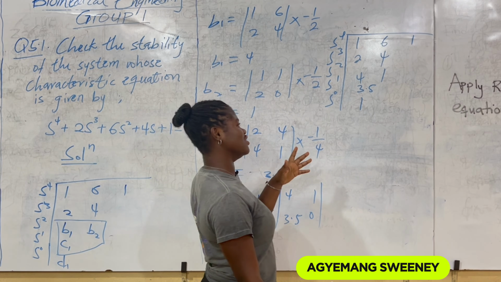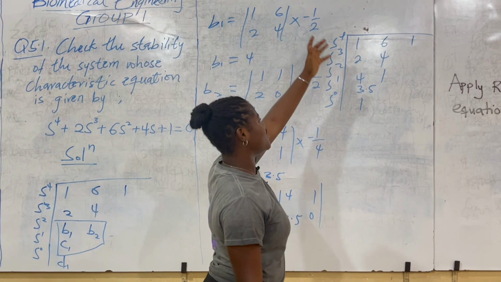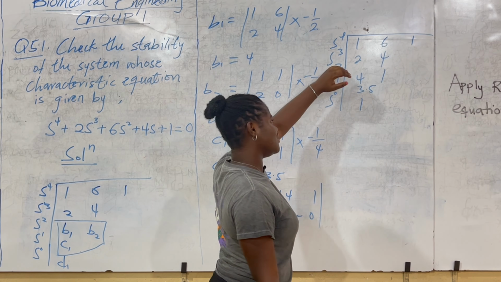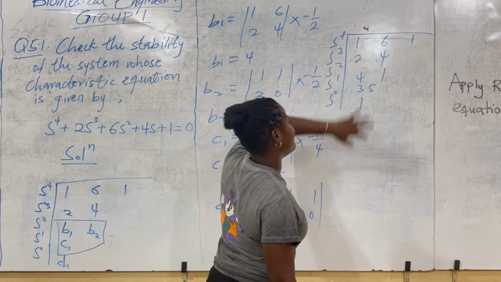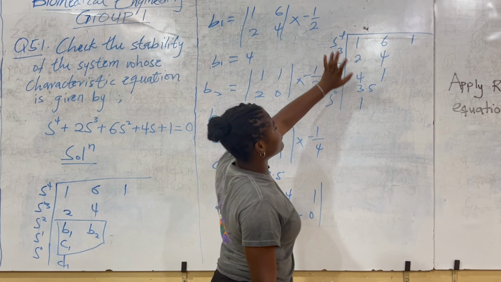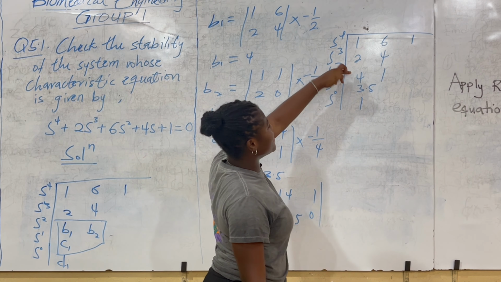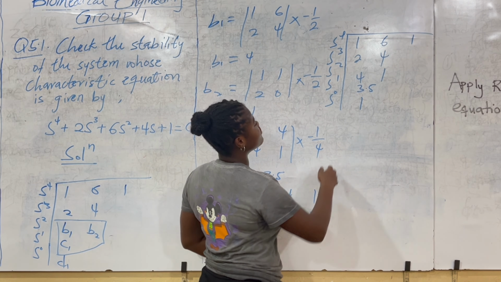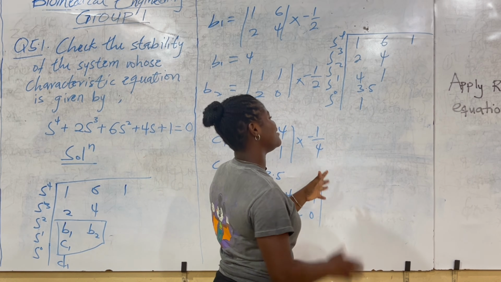From the RH criterion, we realize that the system is stable if and only if the elements in the first column have no sign changes. In our solution, the pivot column, that's the first column, has no sign change. All of them are positive. Hence, the system is stable. But if there was a condition where maybe this 4 was negative, that means the system would be unstable because some of the roots would be on the right-hand side. But since there is no change in sign, the system is stable.